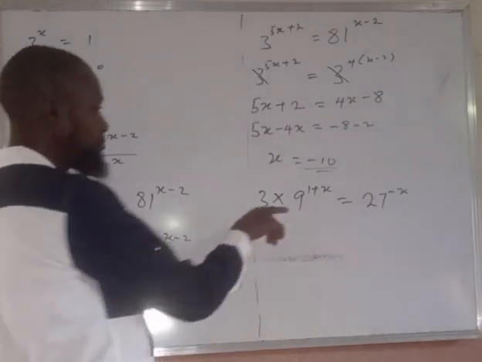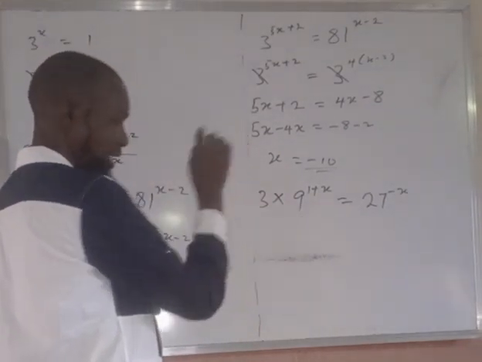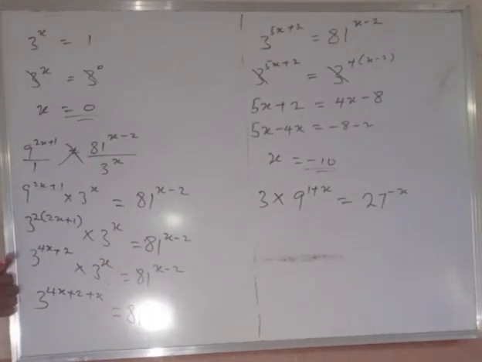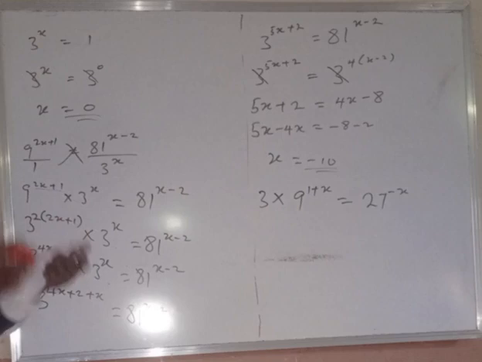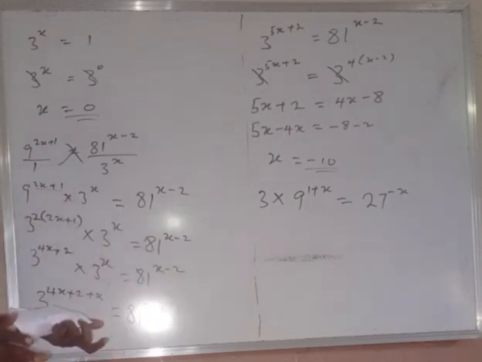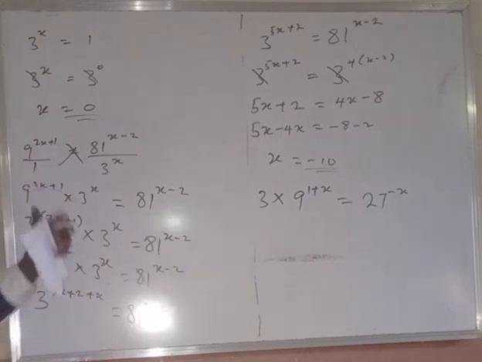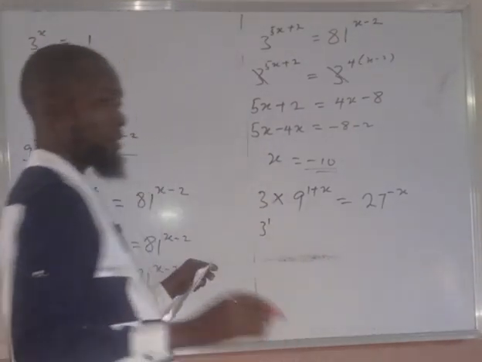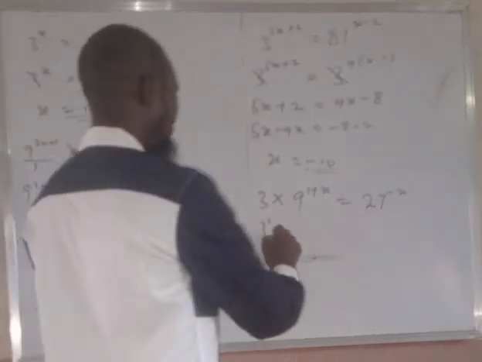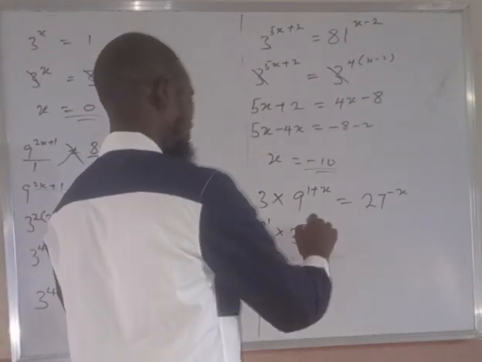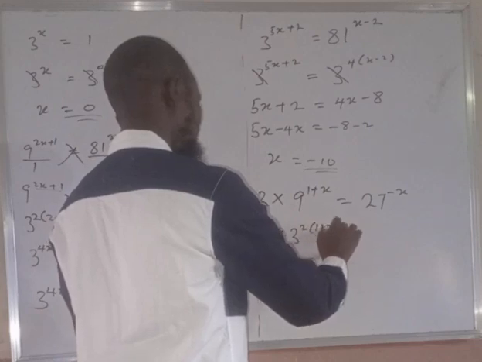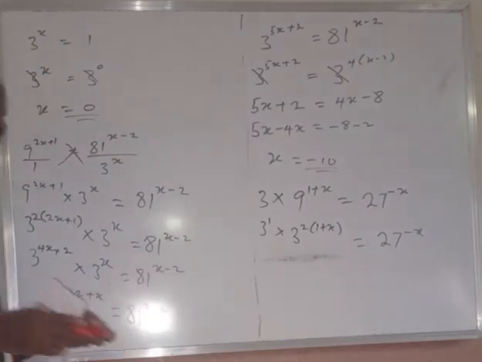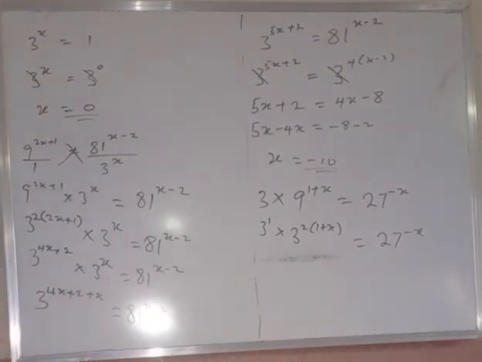What you now do is, 9 we're having here, how can I express it as an index number having base of 3? How many times do you repeat 3 to get 9? So when 3 doubles itself, we say 3 raised to power 2. So here I can say 3, or I can as well say 3 raised to power 1, multiplied by 3 raised to power 2. Combined with the power we earlier have here, we say is equal to 27 raised to power minus x. Is it clear? Are you sure?